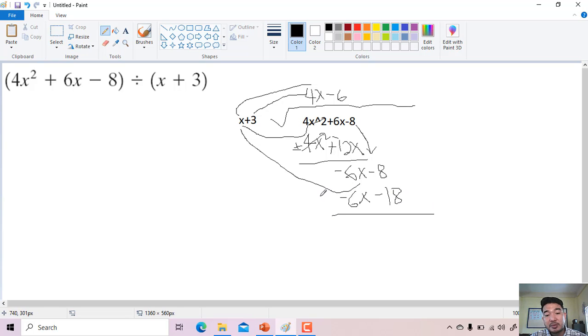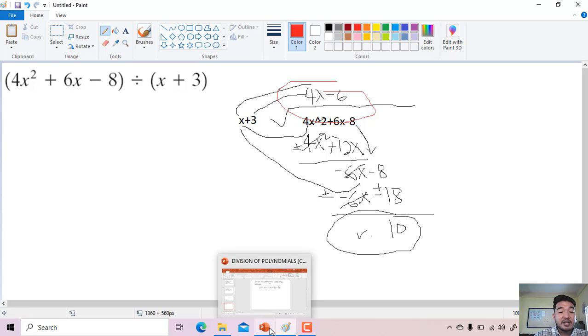And then we subtract. So we canceled out negative 6x, that's 0 already. Then negative 8 minus negative 18. Negative 18 will become positive, and we proceed to addition. So negative 8 plus 18 is equal to 10. So that means this is our remainder. Remainder is 10, and our quotient is 4x minus 6. So there you go. That is how we divide polynomial by a binomial.